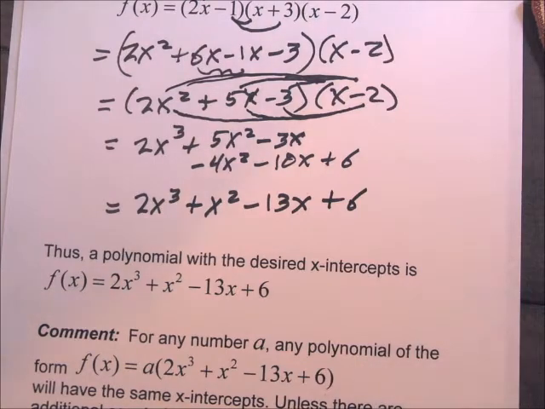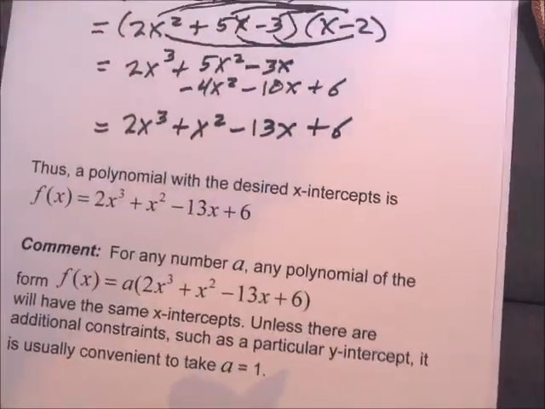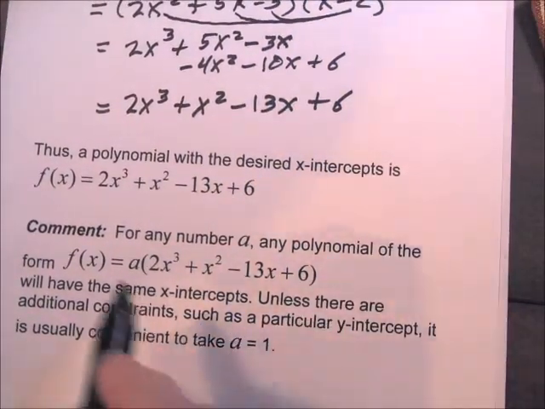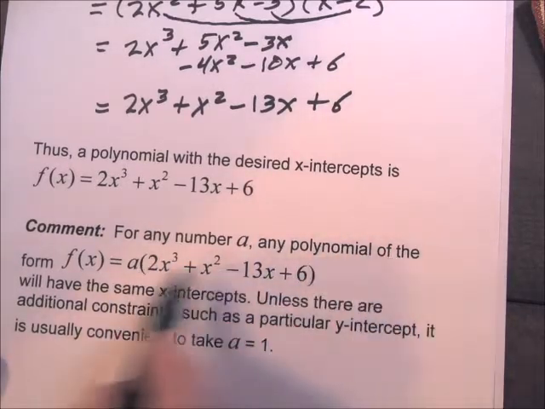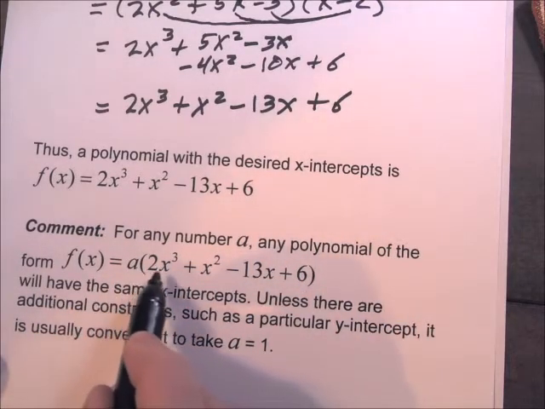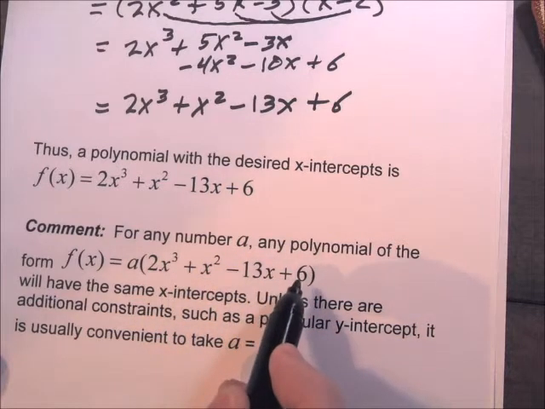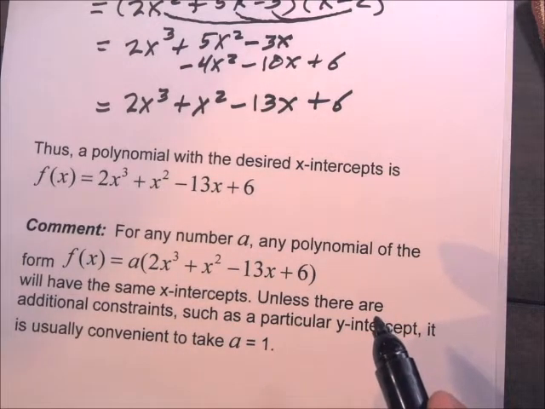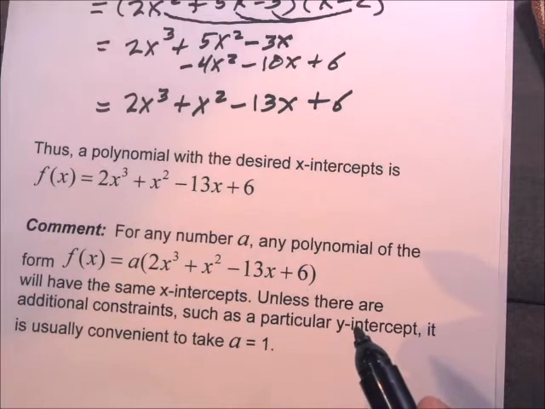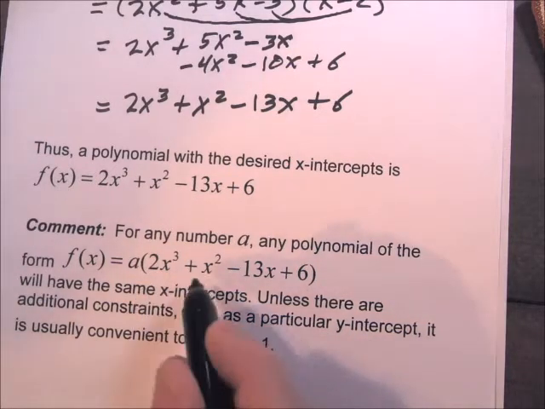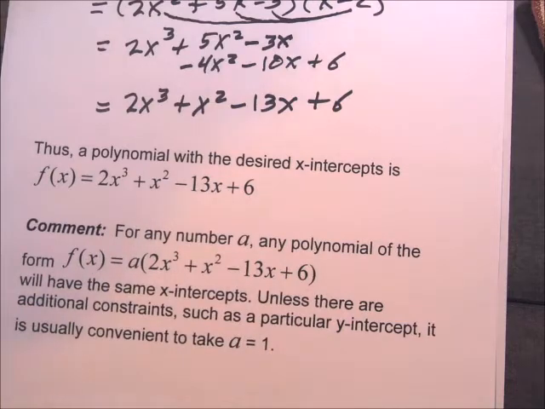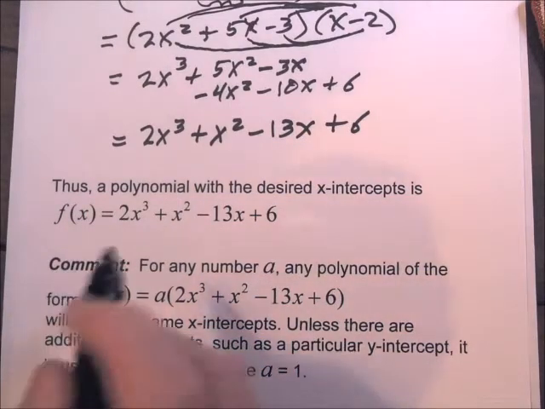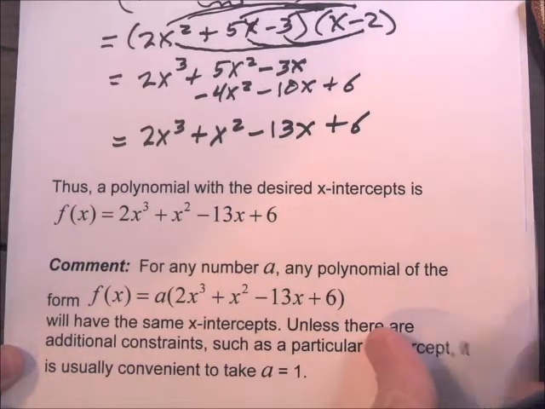And just a comment here, there's actually more than one solution to this problem. For any number a, any polynomial of the form f of x equal a times the quantity 2x cubed plus x squared minus 13x plus 6 will also have the same x-intercepts. But usually, unless there are additional constraints, it's convenient to take a equal to 1. That will give us the solution that we had here. So our answer is 2x cubed plus x squared minus 13x plus 6.